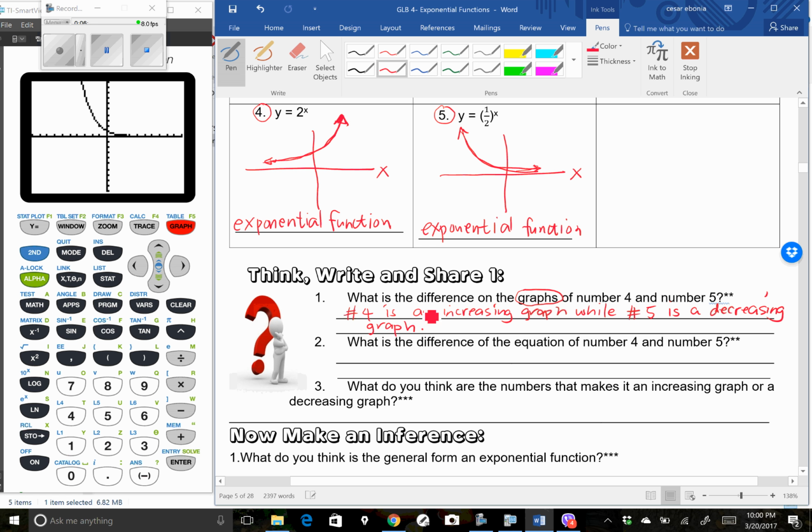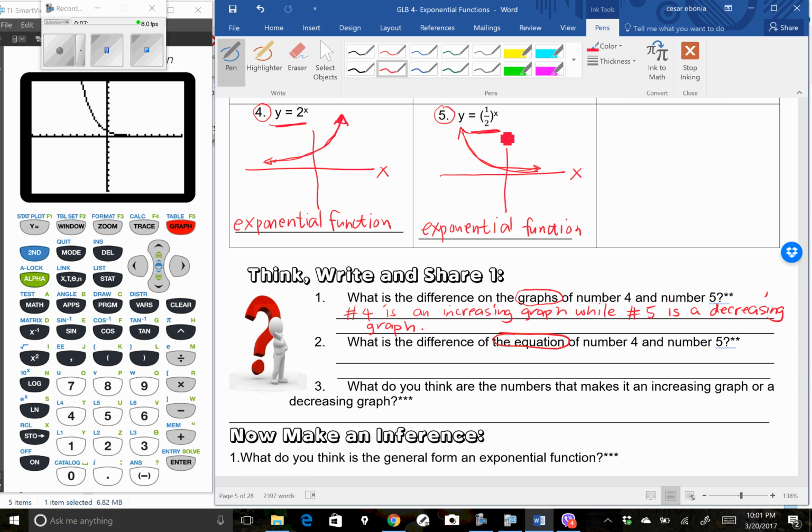Okay. So that would be the difference in terms of looking at the graphs. The second question is asking, what is the difference of the equation of number 4 and number 5? So this time you are looking at the equation. So looking at the equation here, what is the difference? Looking at these two equations, I would say the difference is just the number here, 2 and 1/2.